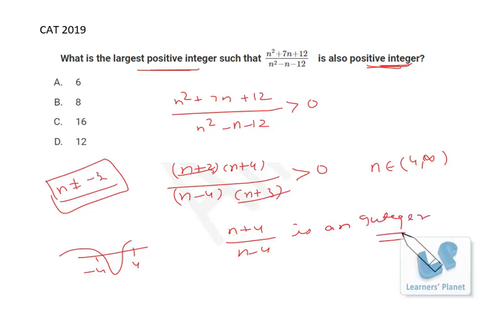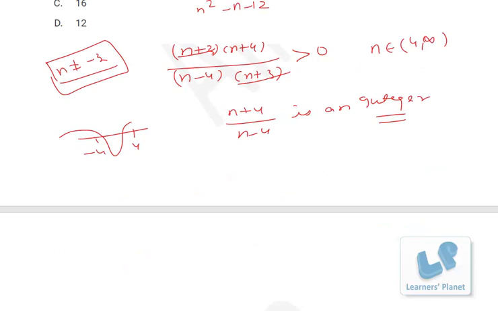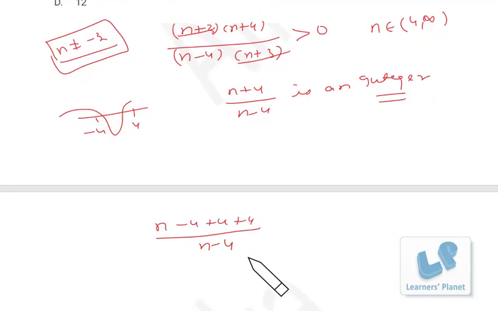Now how to do that? Whenever you have to find out when a particular expression will become an integer, what you can do is try to convert the numerator to be equivalent to the denominator. So what I do is I deduct 4 and add 4, and n minus 4 is already there. So now it is (n minus 4) by (n minus 4) plus 8 upon (n minus 4), right?